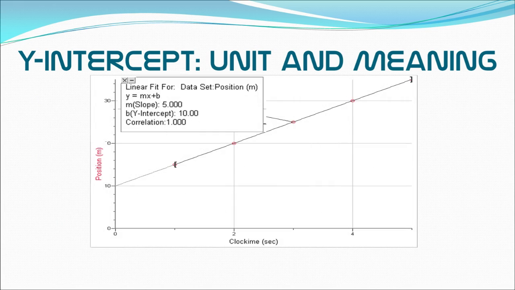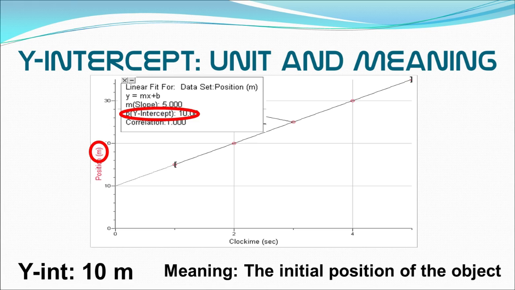Most graphing programs will give you your y-intercept's magnitude. In this case, 10. I need to find the unit of my y-intercept. I look at the unit of my dependent variable, in this case position. I know it's dependent because it's on the y-axis. So my y-intercept is 10 meters. To describe the meaning of this y-intercept, I would say that it is the initial position of the object.